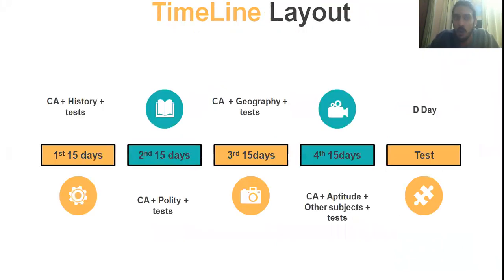And how do you want to split this? You can split this into 4 blocks of 15 days, because you have 60. You can cover 3 subjects in the first month: current affairs, history, take some tests, again current affairs, polity, take some tests. And in the second half, 15 days of current affairs, geography, take some tests. And the last 15 days, you can leave for your current affairs, aptitude, and other subjects, plus tests as well. Keep attempting as many tests as possible, because this would give you an outer edge.